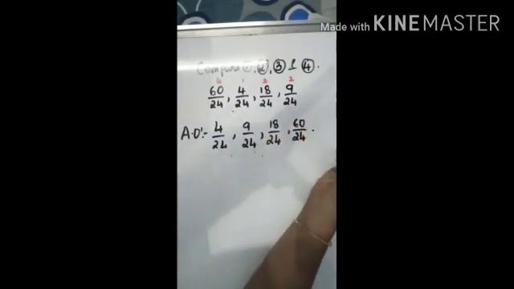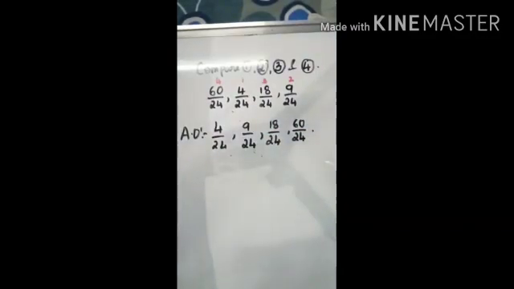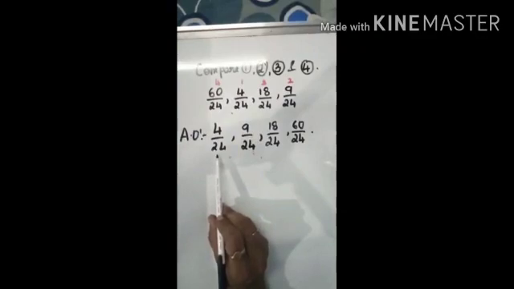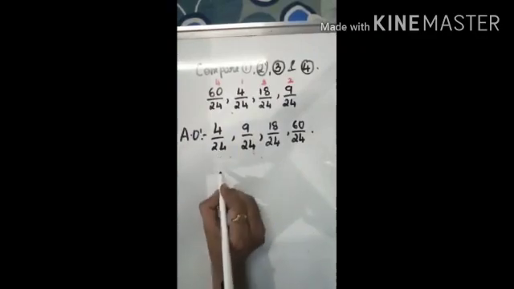But do we want to arrange these fractions or the given fractions in the question? Now 4 by 24 is nothing but 1 by 6 in the question.